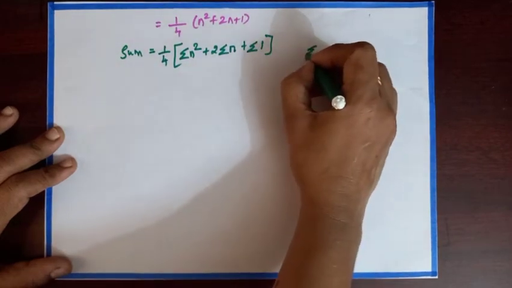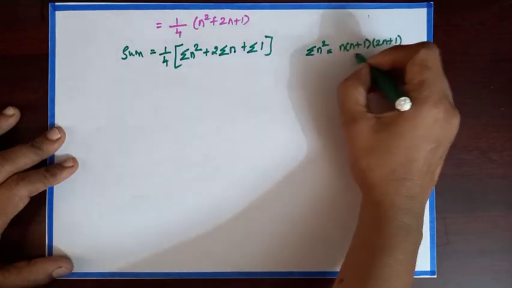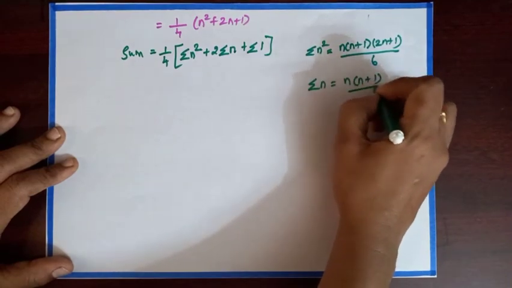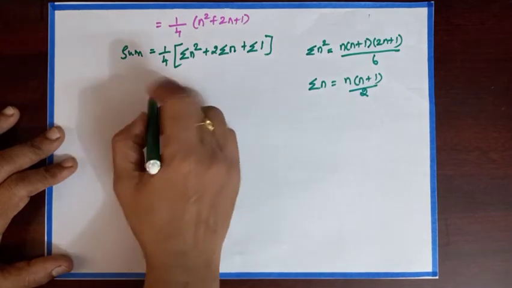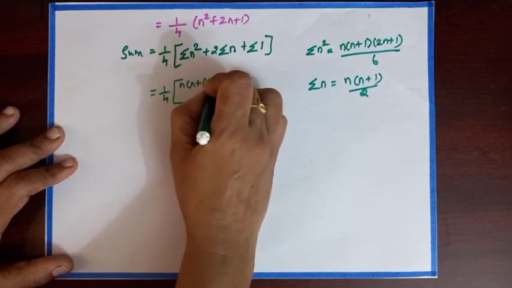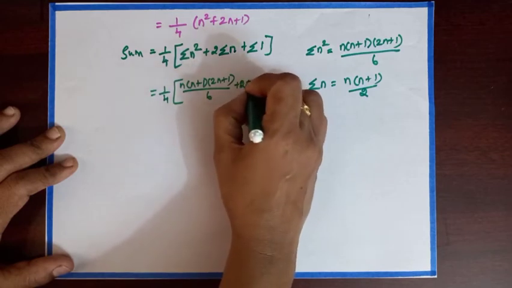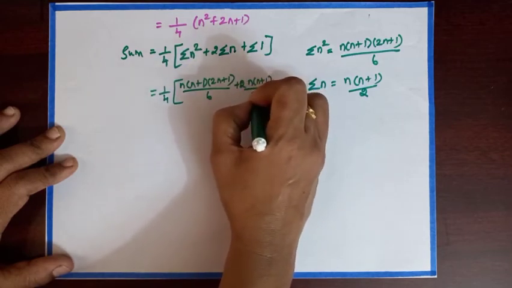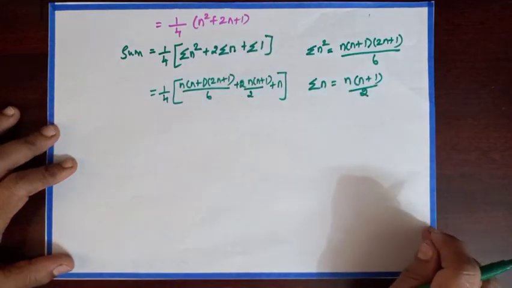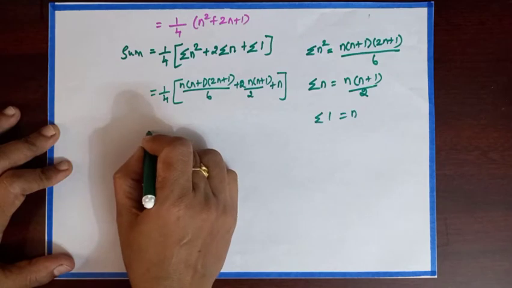We know that summation of n square is n into n plus 1 into 2n plus 1 by 6. Summation of n is n into n plus 1 by 2. Now we are going to substitute this formula here. Then we get 1 by 4 into n plus 1, 2n plus 1 by 6, plus 2 into n plus 1 by 2, plus summation of 1 is n. That is 1 plus 1 plus dot up to n terms. So summation of 1 is n.